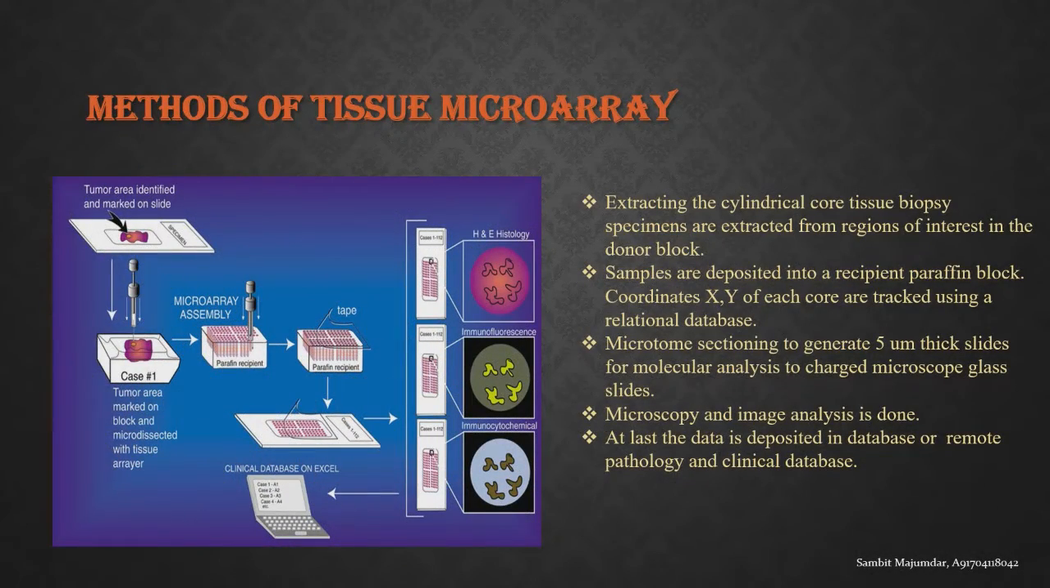Methods of tissue microarray. First is extracting the cylindrical core tissue from a region of interest in a donor. Then the samples are deposited into a recipient paraffin block. After that, the XY coordinates of each core are tracked using a relational database. Microtome sectioning generates 5 micrometer thick slides for molecular analysis, mounted on charged microscope glass slides. Then microscopy and image analysis is done. At last, the data is stored in a database and clinical database.